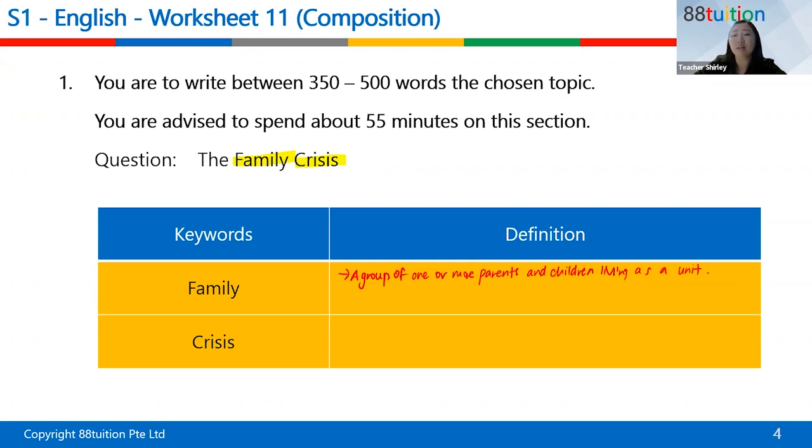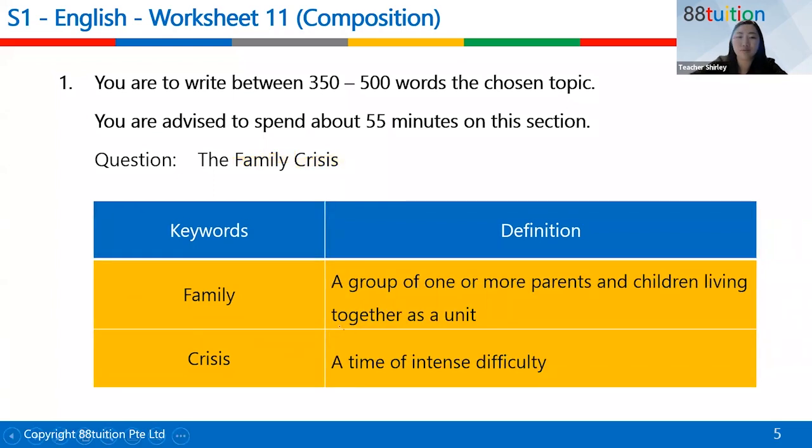Okay. So next one is crisis. What do we mean by crisis? I think I'll just show you the next page. Okay, crisis is usually thought of as a time of intense difficulty, whereby you face great difficulty. Okay, so this will be unpacking. So this first part, basically, I'm just going through how do you define and how do you unpack the question. Firstly, of course, you have to identify keywords. Next, you have to think about what it means. Okay, how do we define these words?